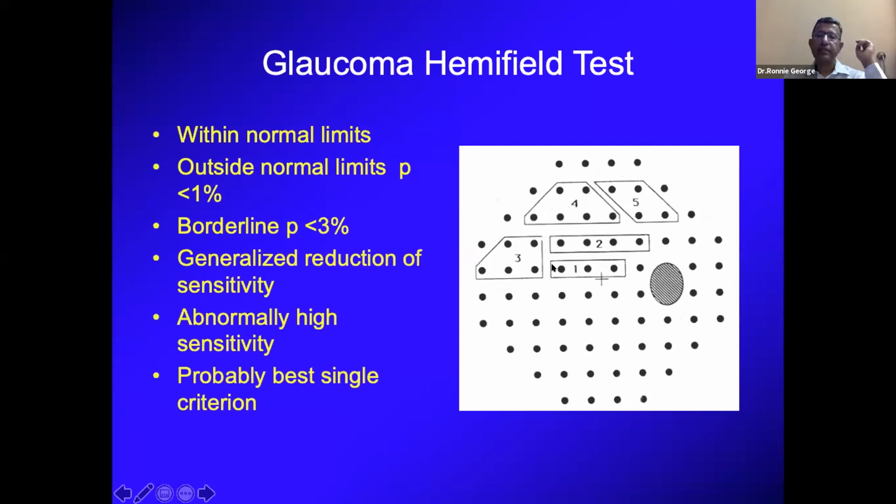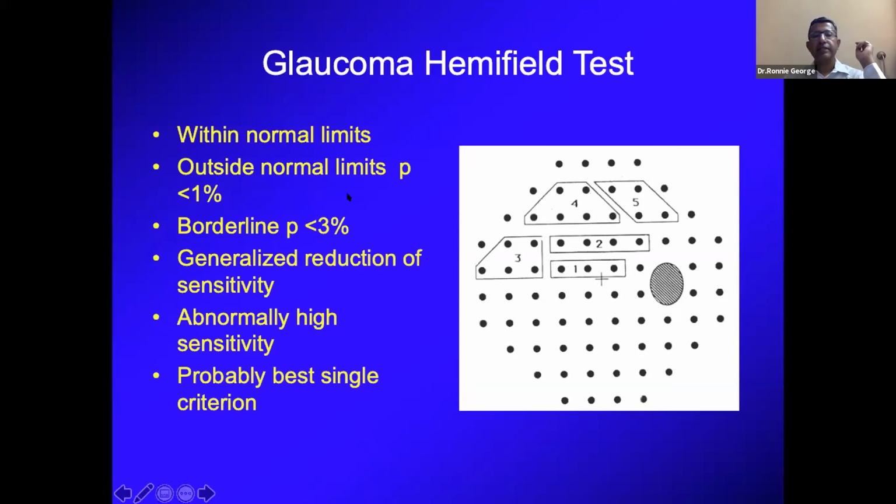So what it does is it tests these 5 zones. So these 3 points here, these 4 points constitute one zone, these 5 points constitute another zone, these 6 points, one more zone, and these 4 points, the 5th zone. So each of these zones is compared to a mirror image zone on the other side.